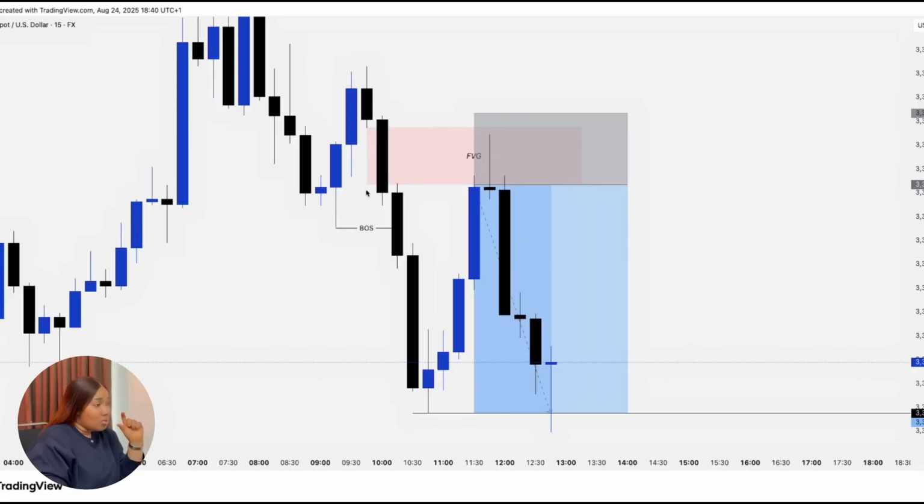So that's why when you are trying to take entries from FVG, don't just map out any FVG on the chart. Map out the FVG that caused the break of structure, the FVG that is very close to the order block, and patiently wait for price to get there, tap in, and put your stop loss a little bit above if you're selling or below if you're buying, and just wait for price to dish out the result.